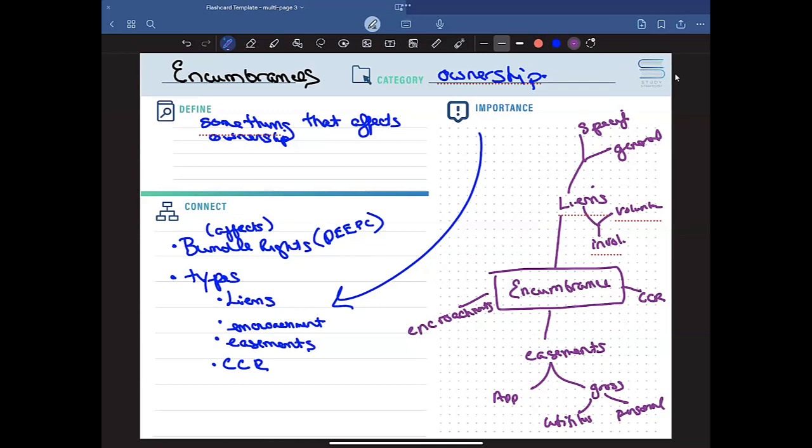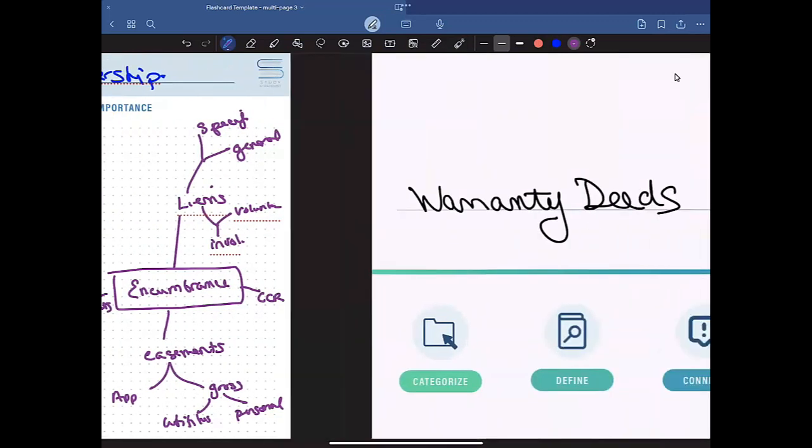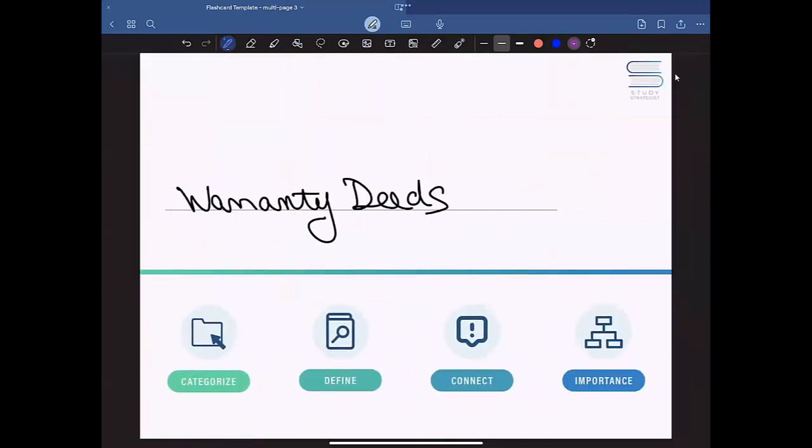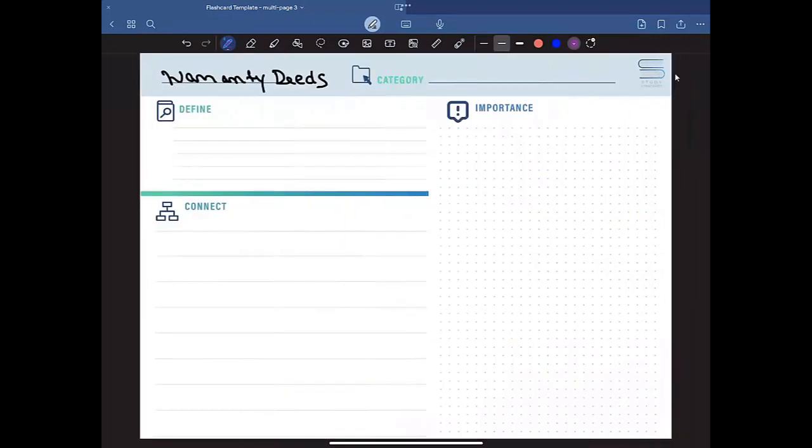Does that kind of help you with encumbrances? Yes. Great. Let's see what we got. There we go. We talked about deeds a second ago, but here's a warranty deed. So I think this falls under transfer of property. Can you tell me what a warranty deed is?